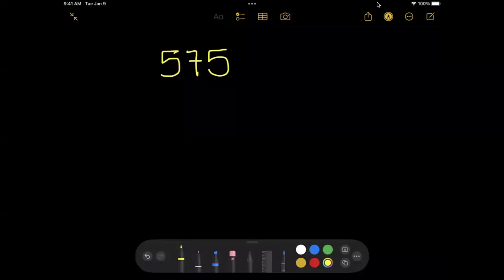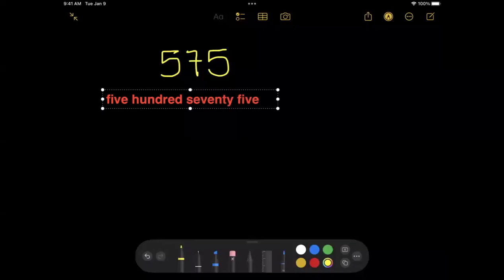So for the example, this number is 575. Just as I read it as 575, that's what we're going to write. So I'm going to go ahead and type out what word form would look like for this number. It would look like 500, because we have 500s, 75. So word form is very similar to how you would actually read the number out loud as if you were reading it to somebody.